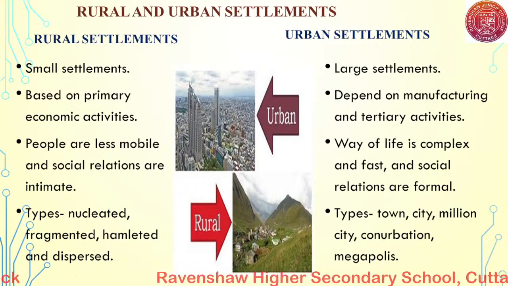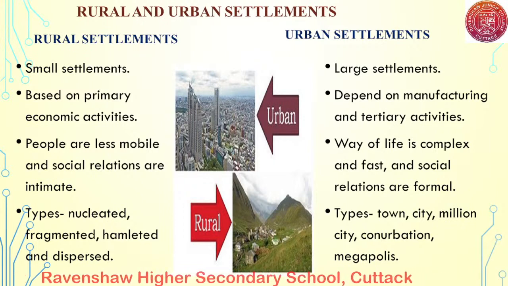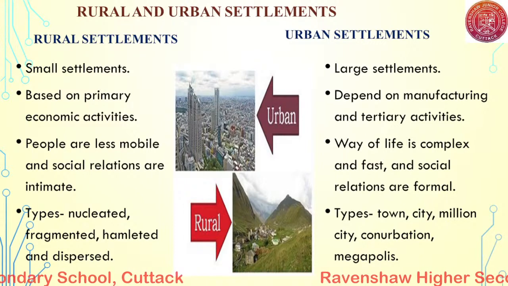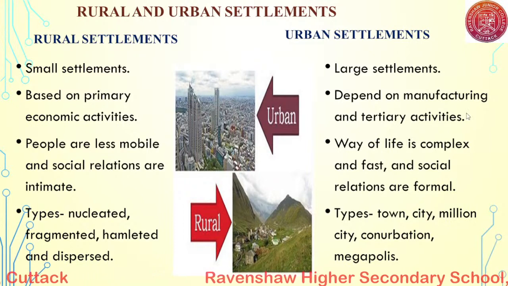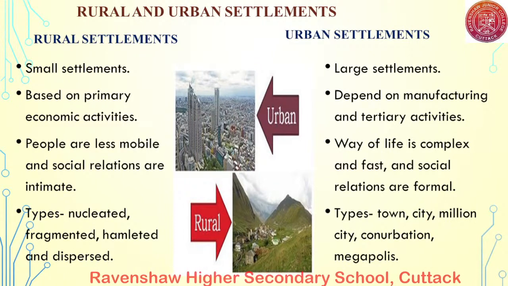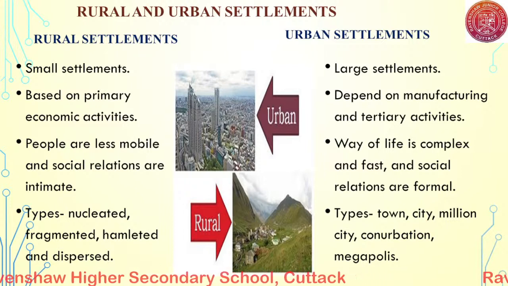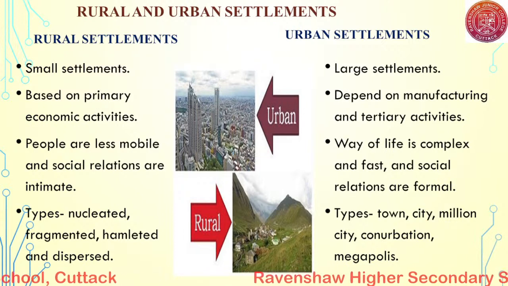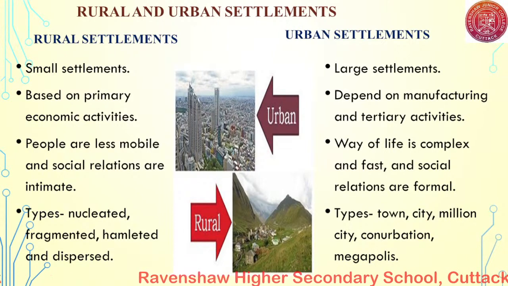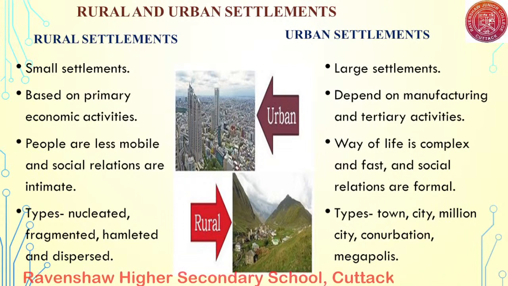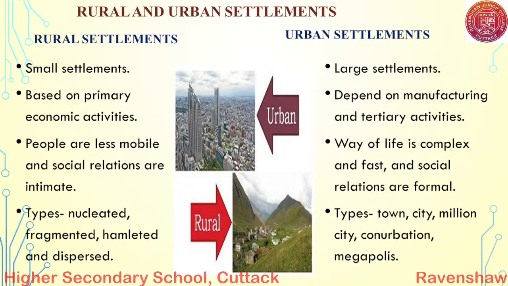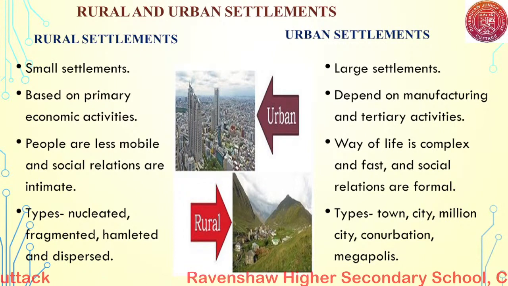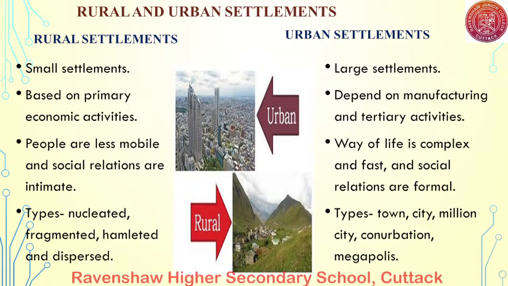And so far as the urban settlements are concerned, urban settlements are large in size. People are mainly dependent upon manufacturing and other secondary and tertiary activities. The way of life in the urban settlements is very complex and fast, and social relationships in urban settlements are formal. And urban settlements are of different types, like town, city, million city, conurbation and megalopolis.